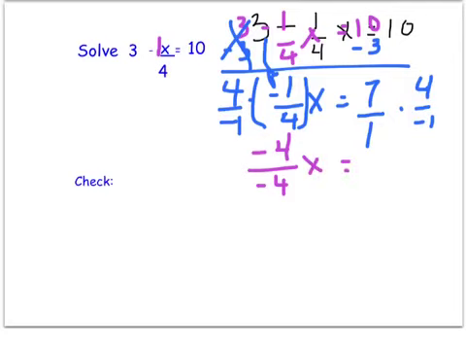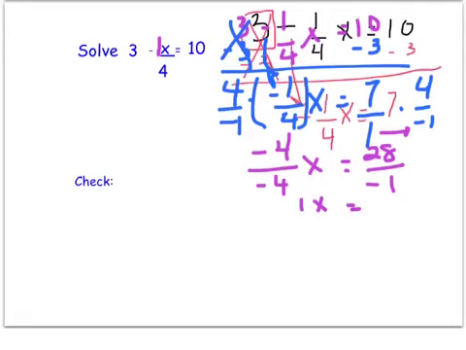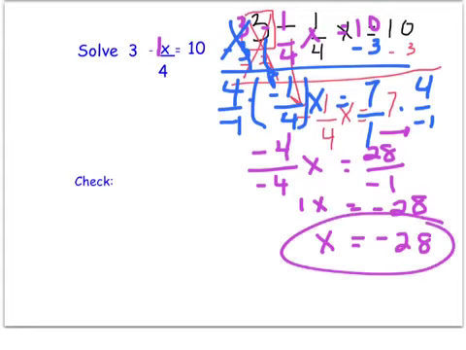Okay, now I'm going to multiply these two. 7 times 4, I get 28. And when I multiply 1 times negative 1, I get negative 1. So let's go ahead and simplify this. We know that negative 4 over 4 is 1, so I get 1x equals 28 divided by negative 1, which is negative 28. So I get x equals negative 28. That's pretty cool, isn't it?